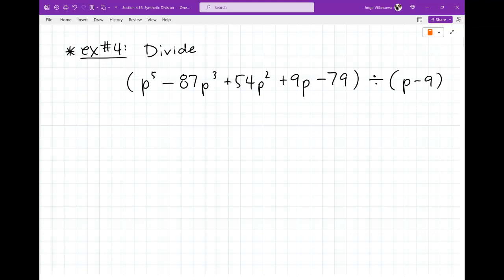Okay, so here we go. Here are my coefficients. For p to the fifth, it's going to be a 1. P to the fourth is not there, so I'm going to put 0. P to the third, well, that's negative 87. And then 54. And 9. And negative 79. And there they are. Those are all my coefficients. Remember, the 0 is there because p to the fourth is missing. There's no p to the fourth, so I got to put a 0 in its place. I'm going to make my half box. And in that half box, I'm going to put a positive 9.